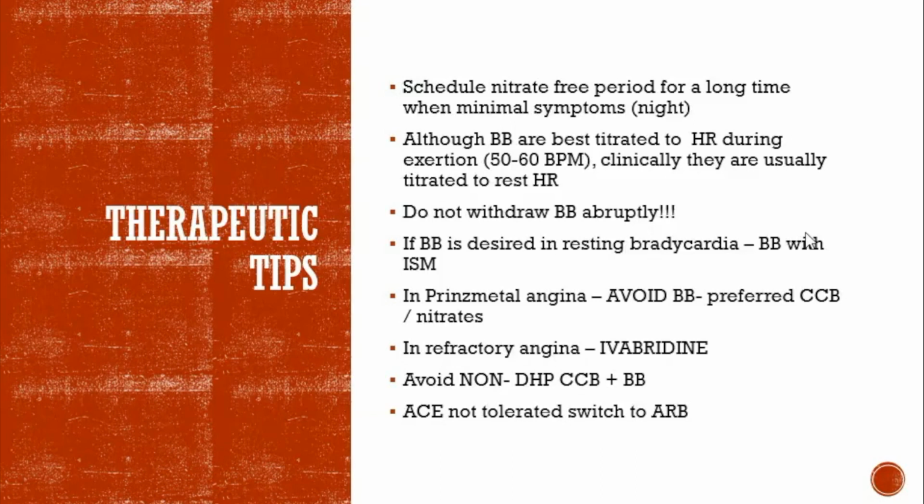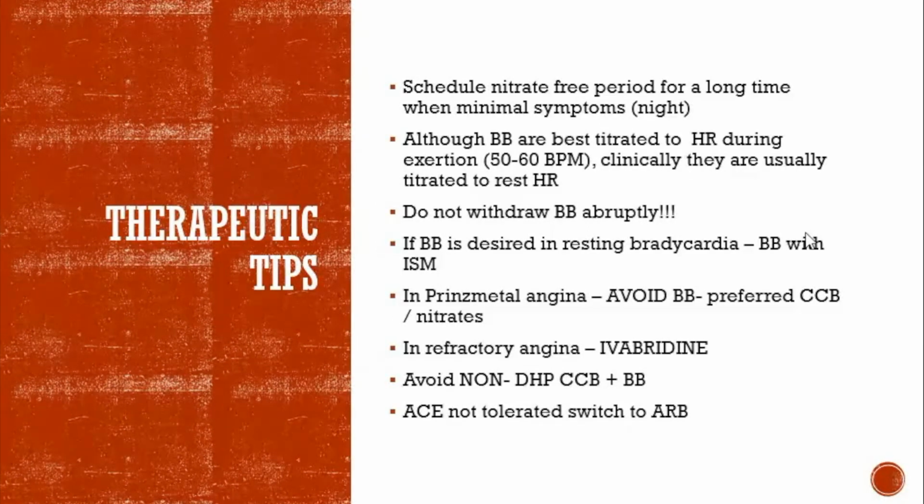Give me a few examples of beta blockers with intrinsic sympathomimetic activity, which we discussed in the first class. What are the beta blockers with ISA? Acebutolol, yes. Pindolol, yeah, right? So most commonly used are acebutolol or pindolol. Pindolol has the most ISA activity.